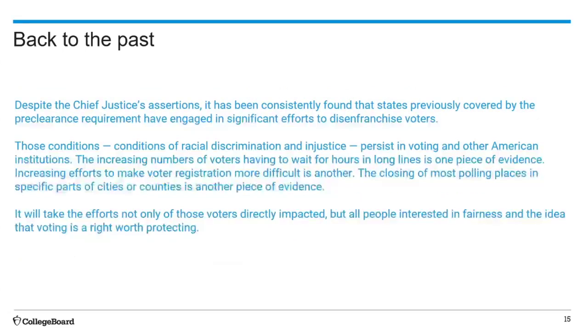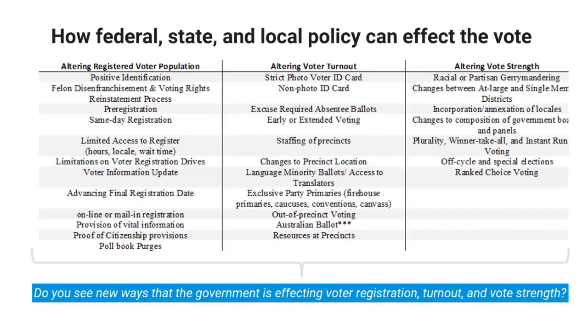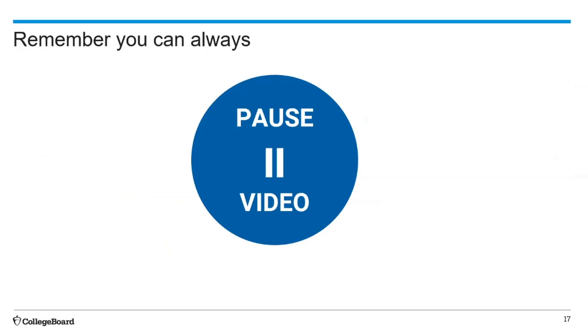How can federal, state, and local policy affect the vote? We just have this kind of outlined here. In terms of registered voter population, things that can be done there, altering the voter turnout, making it more difficult, and then also altering the vote share having to do with a particular party. And so we can see that the government can do things to promote or prevent people from being able to make the choices that they want. So remember, you can always pause the video.